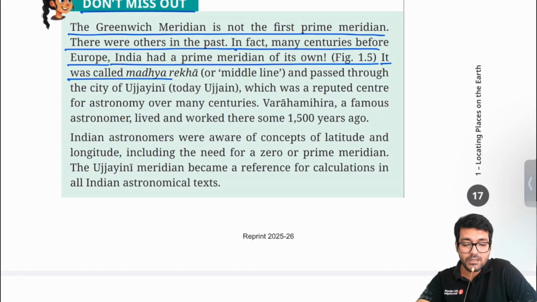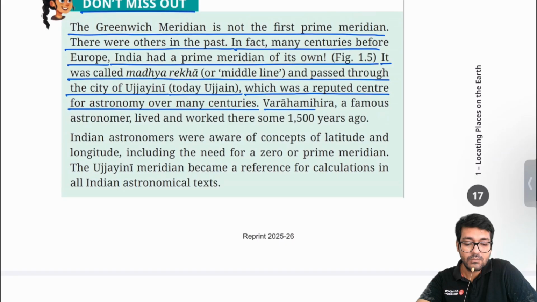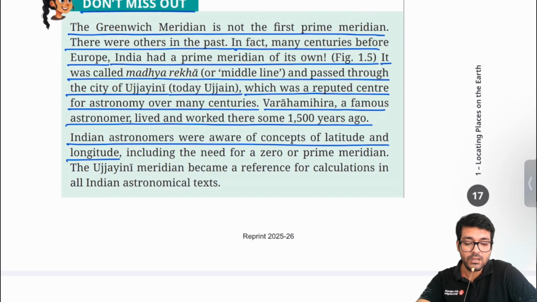It was called Madhyarekha or middle line and passed through the city of Ujjaini, today Ujjain, which was a reputed center for astronomy over many centuries. Varhamihir, a famous astronomer, lived and worked there some 1500 years ago. Indian astronomers were aware of concepts of latitude and longitude, including the need for a zero or prime meridian. The Ujjaini meridian became a reference for calculations in all Indian astronomical texts.